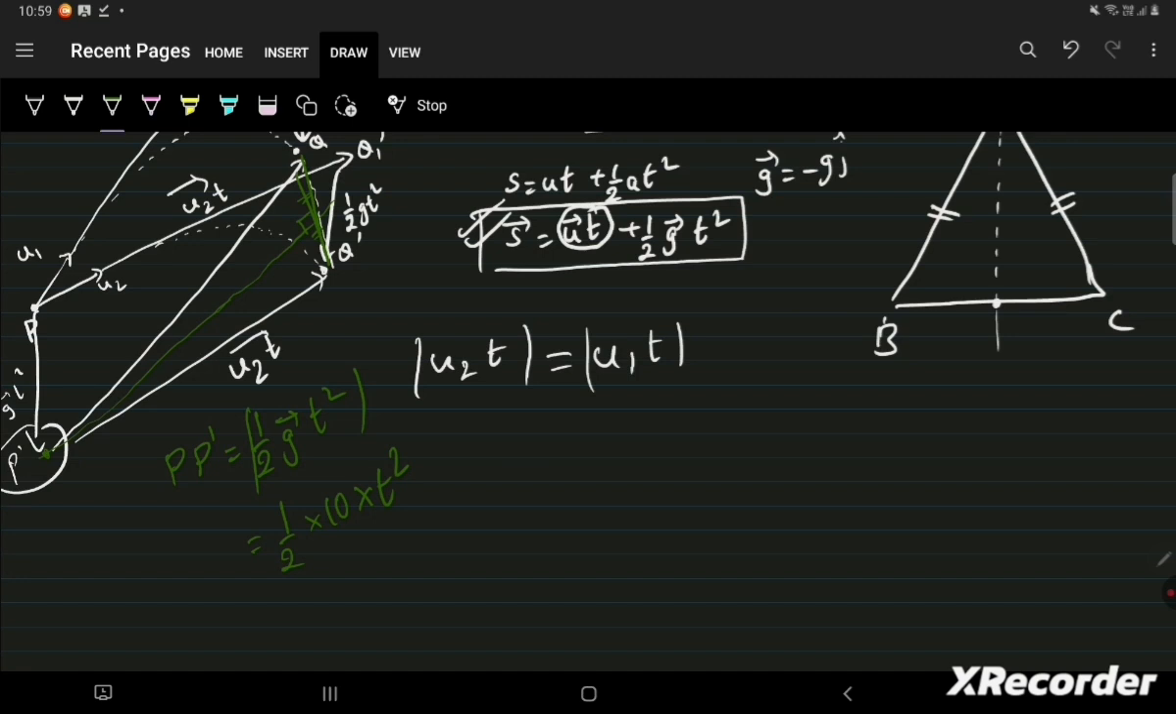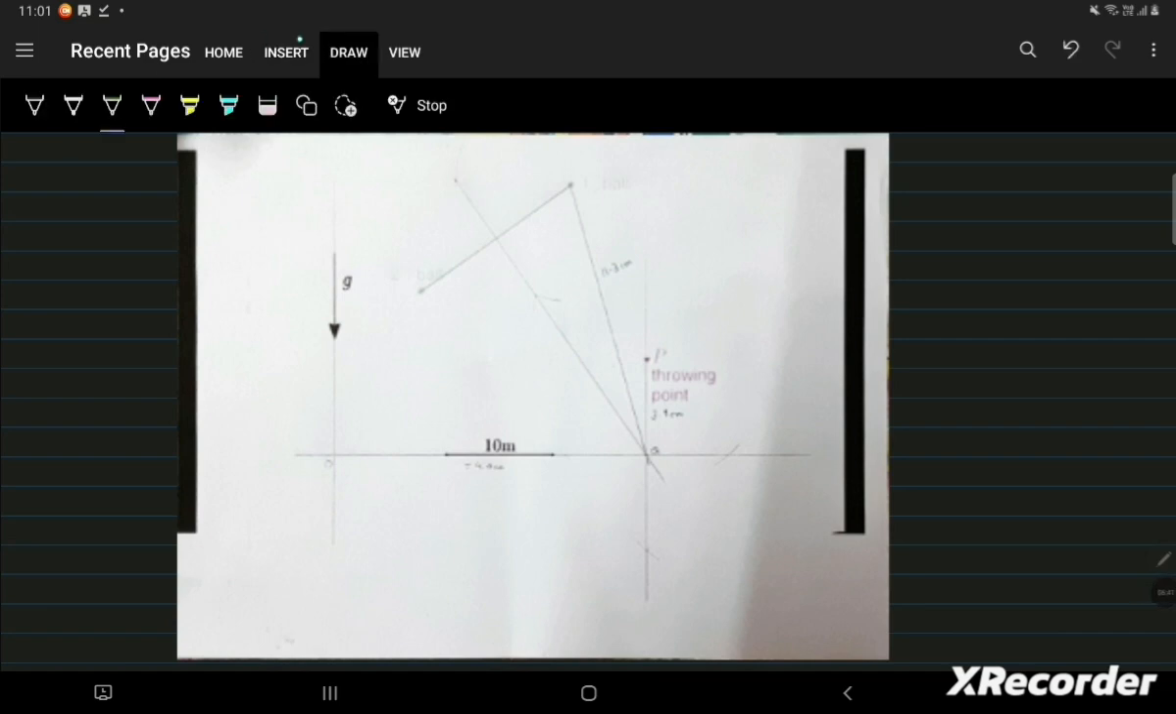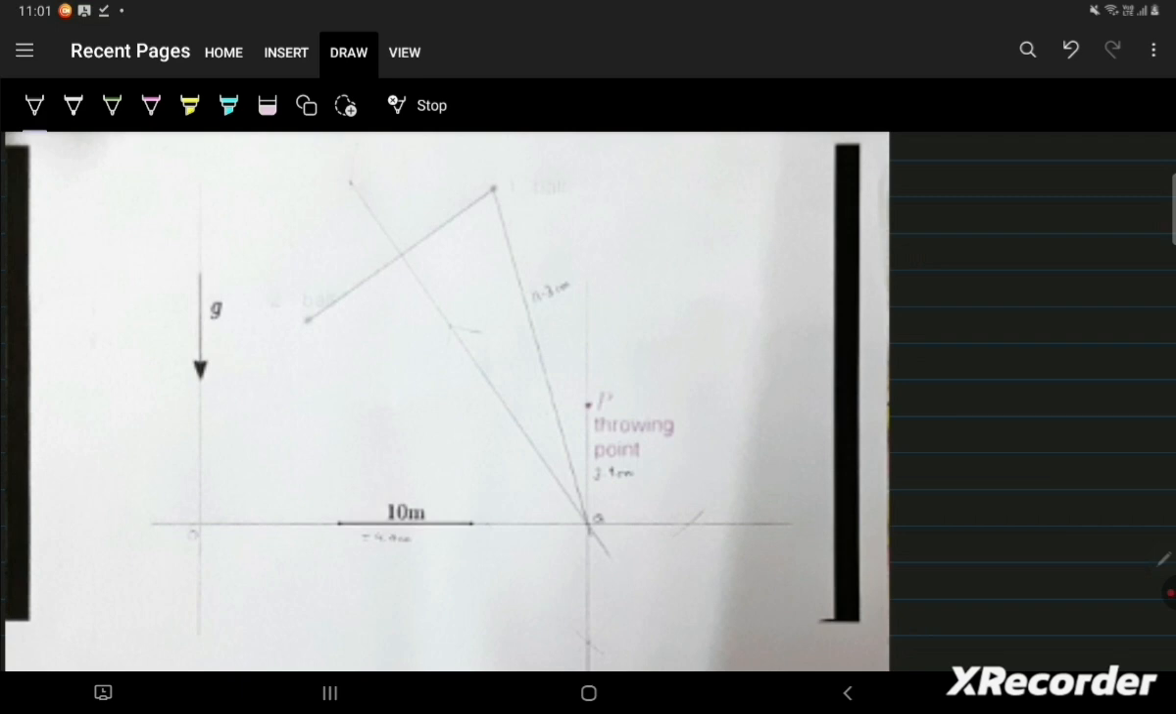Then measuring P dash Q, we will get u t. P dash Q will give me the value of u t. Substituting t from the first equation, we'll get u is equal to P dash Q by t, and that will be our answer. Let me show you the manipulation related to this problem. Okay, so I have brought the page of the drawings I made regarding this problem. Let me show you the manipulations.